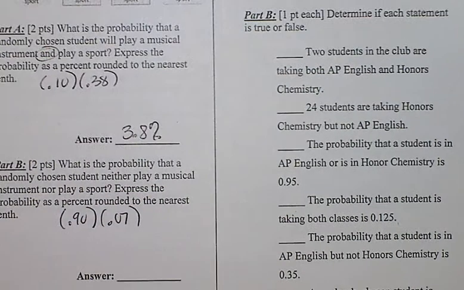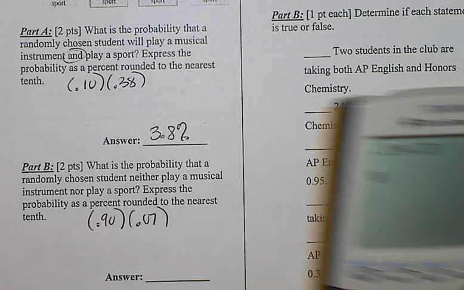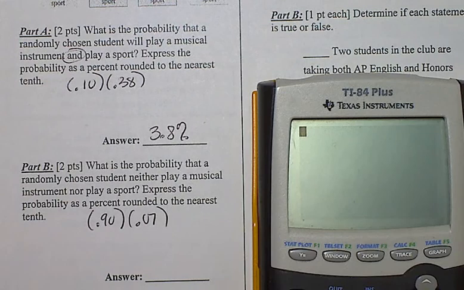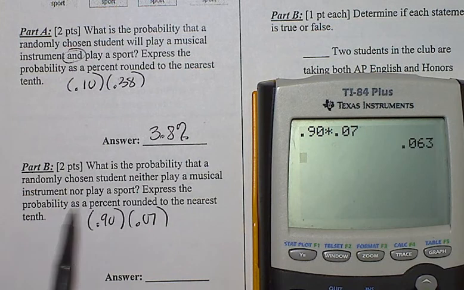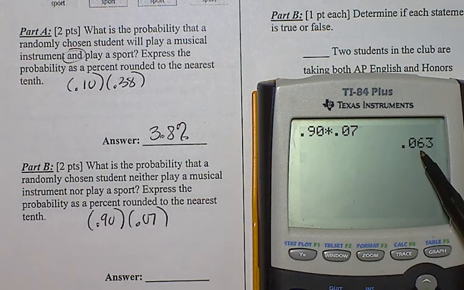Let's multiply and then reread how they want the format of the answer. 0.90 times 0.07. And this time it says express the probability, again as a percent, rounded to the nearest tenth. This would be 6.3%.